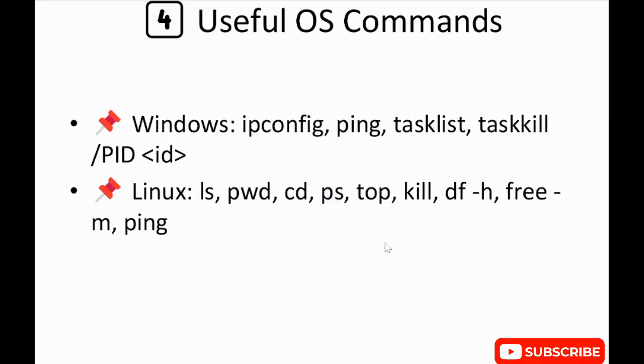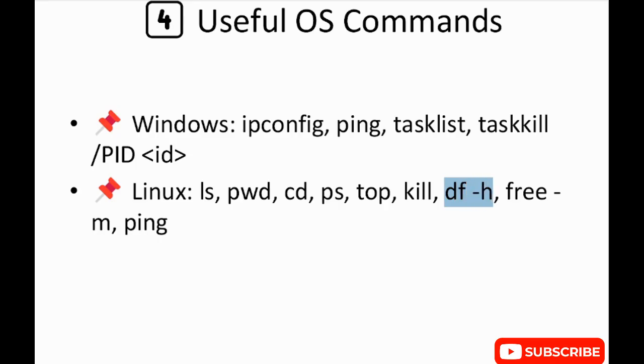The top command provides a dynamic real-time view of the running system. You can clearly see how many processes are running, and it will display the list of processes. So this is the top command. Kill is used if you want to kill any process ID, so in that case you can use kill.